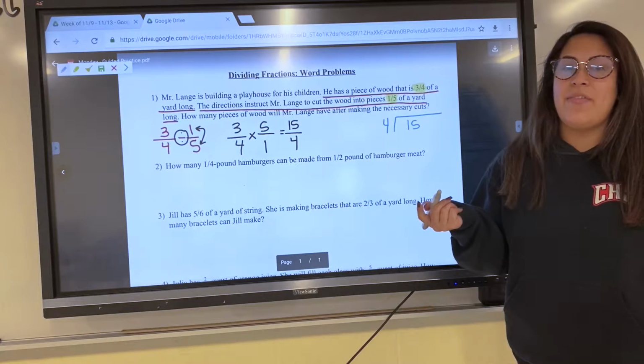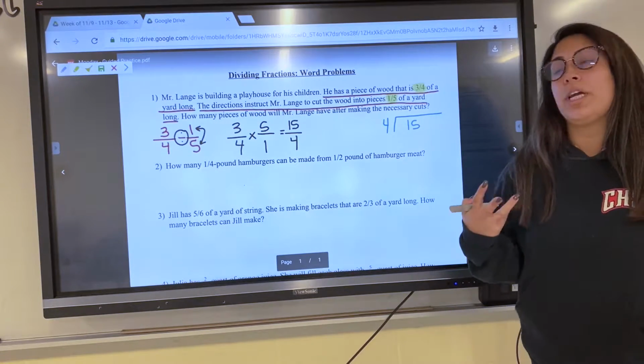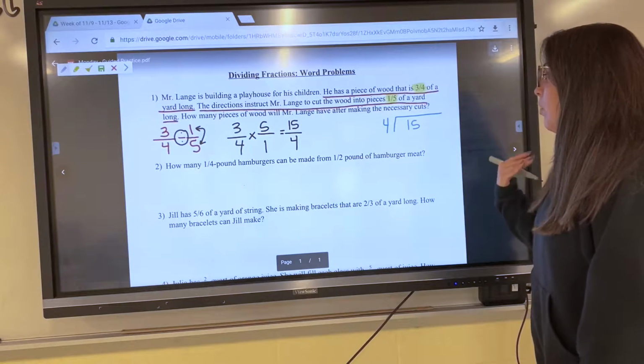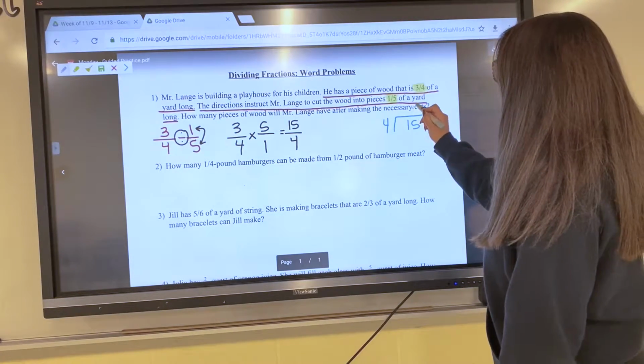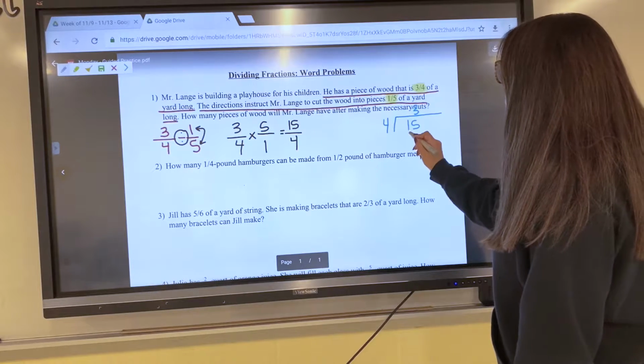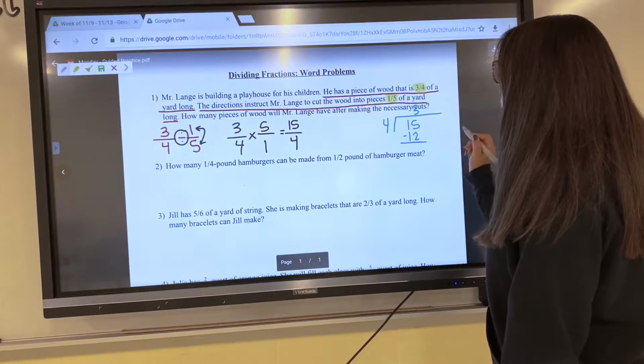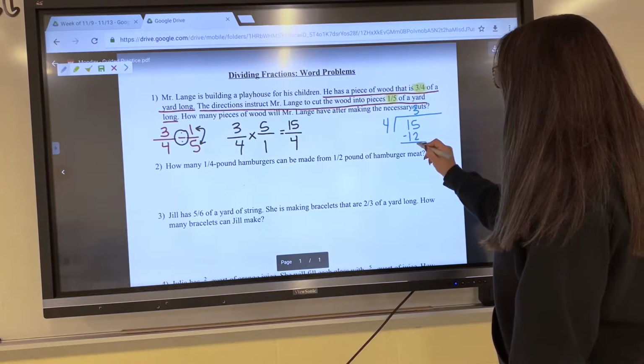Well, thinking about my math facts, I need to figure out how many times 4 can go into 15. 4 can go into 15 3 times. So I'm going to put my 3 at the top. 3 times 4 is 12. And then I subtract. 5 minus 2 is 3. 1 minus 1 is 0.